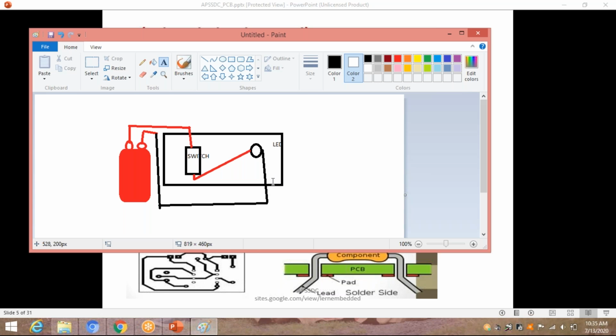Now assume connecting the circuit on a breadboard is very easy. Am I clear? Is it yes or no, guys? Yes, sir. Okay, thank you. This is a simple circuit and we can easily connect it on a breadboard. But consider an example of connecting a motherboard by using a breadboard. Is it possible?